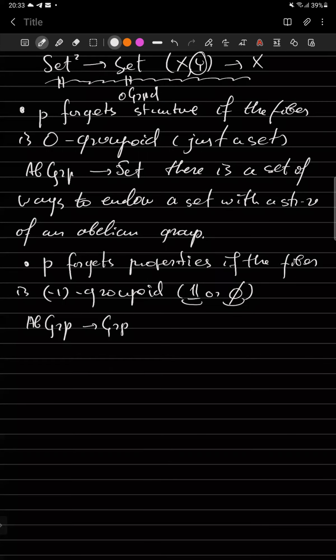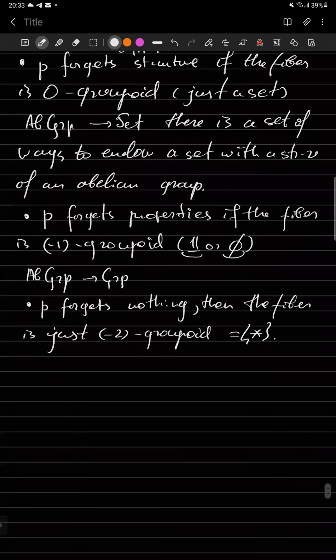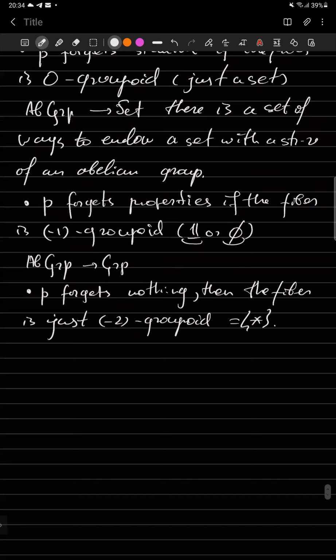Okay, and if it forgets nothing, then the fiber is just a minus two groupoid, which is just a point. Because you basically don't have any information lost if you have a functor that forgets nothing. So yeah, this is pretty natural.